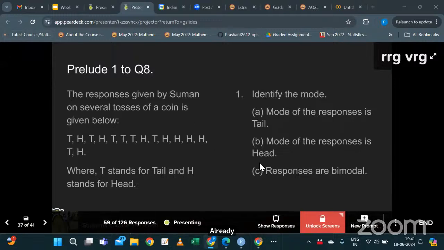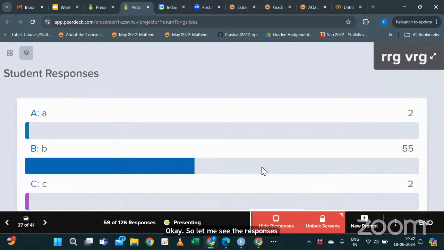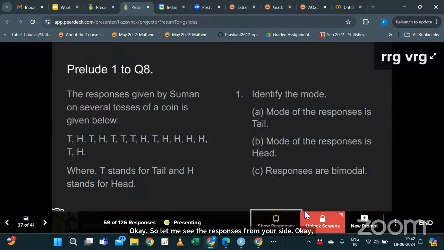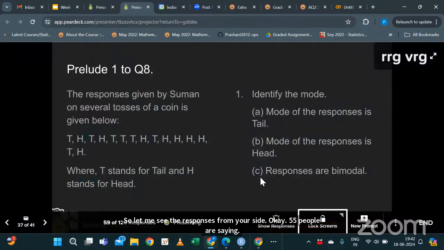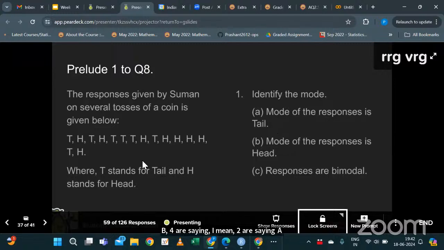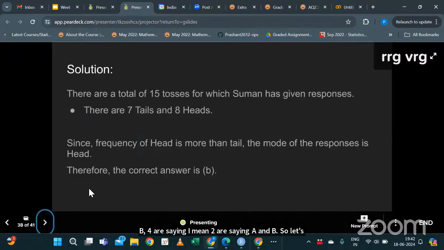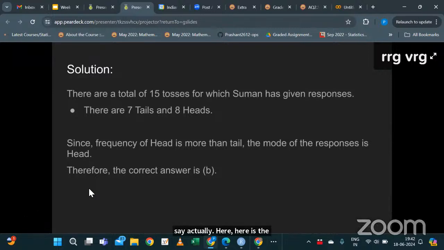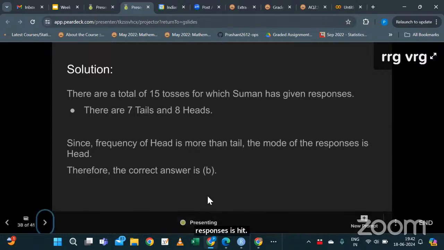Okay, so let me see the responses from your side. 55 people are saying B, 2 are saying A and B. So let's see actually, here is the mode because H occurs 8 times, while T occurs 7 times. So the frequency of head is more than tail, then I will say the mode of the responses is head. Is this clear, right? Yes, sir.